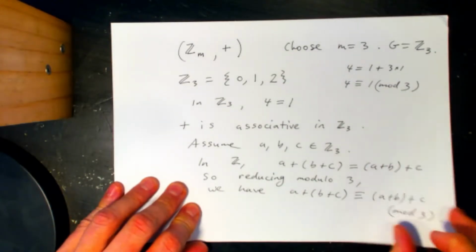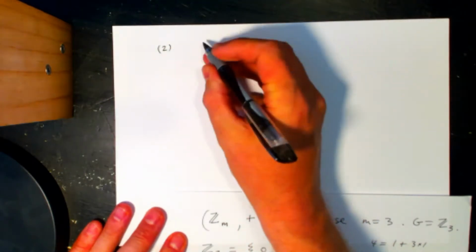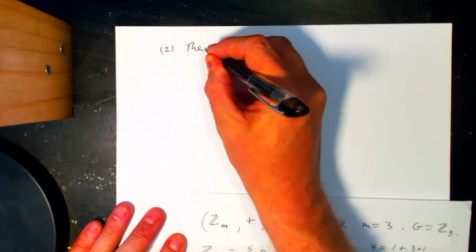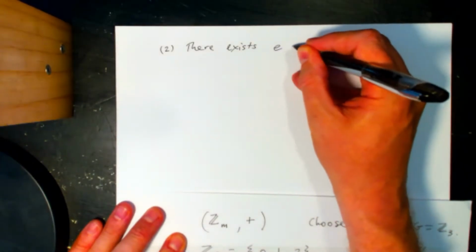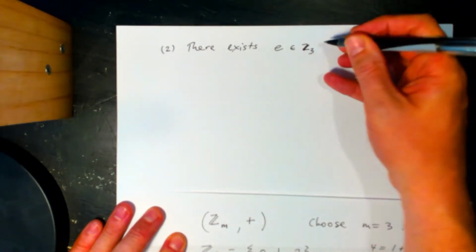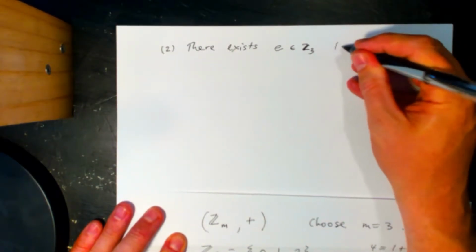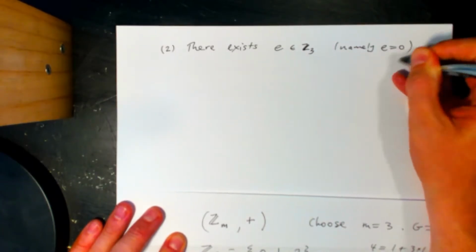Okay, now our next property is the existence of a neutral element E. Okay, so second property, there exists E belonging to integers mod 3, and namely here E is equal to 0 in this case.